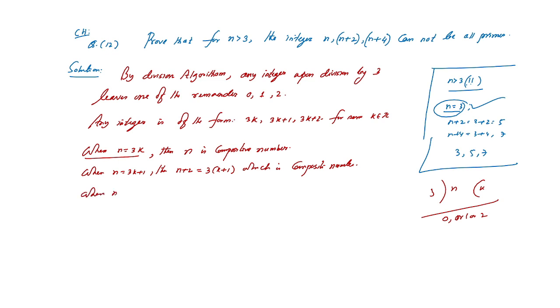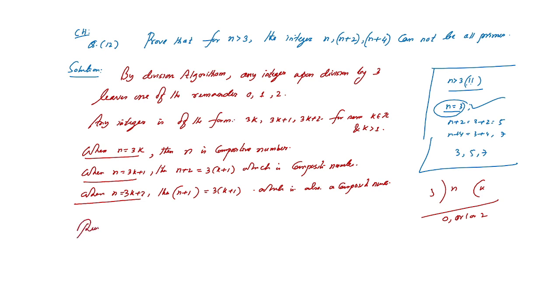And when n equals 3k plus 2, then n plus 1 will be 3 into k plus 1, and again that will be a composite number. Here n is greater than 3, so k is an integer greater than 1. So in any case, whether n equals 3k or 3k plus 1 or 3k plus 2, we have seen that one of them is composite.